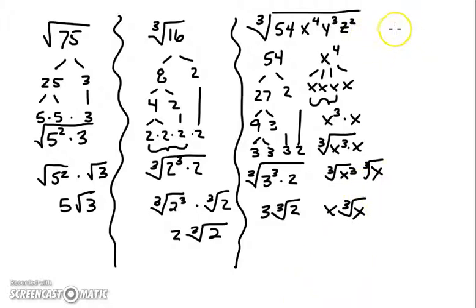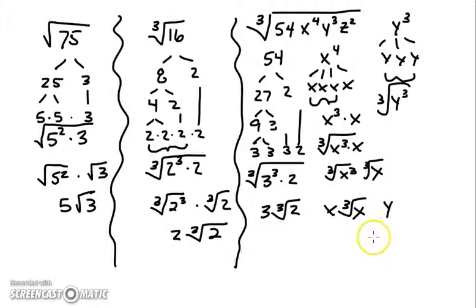If we look at y to the third, we have y times y times y. We're looking for powers of 3, so really we're just going back to where we started. The third root of y to the third is just going to be y.